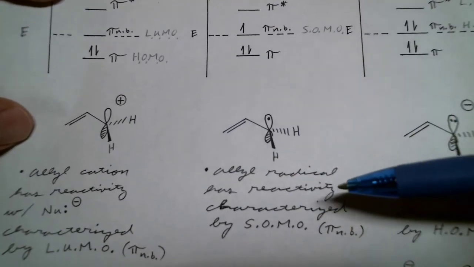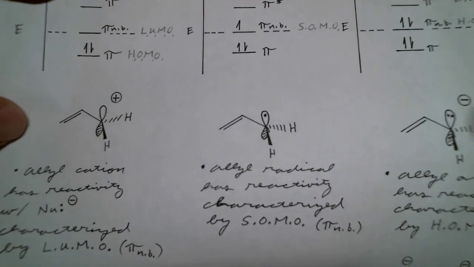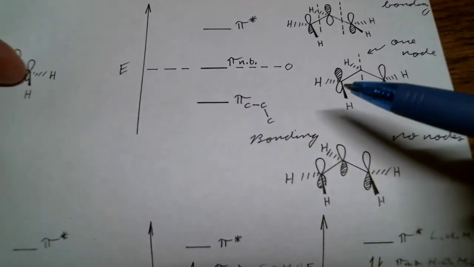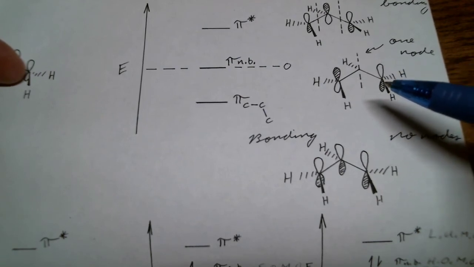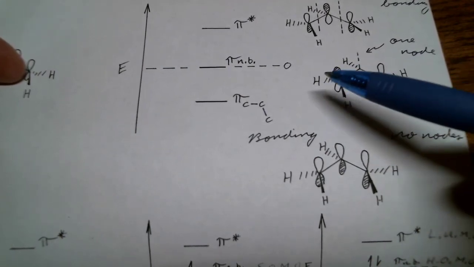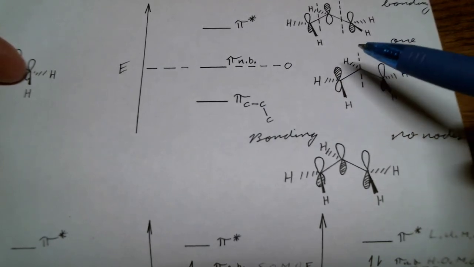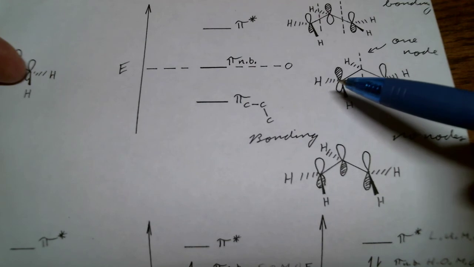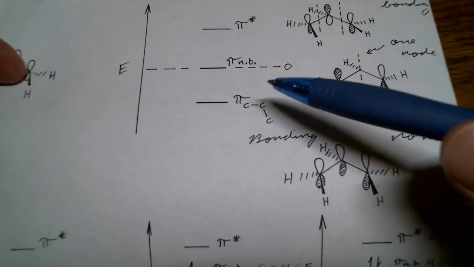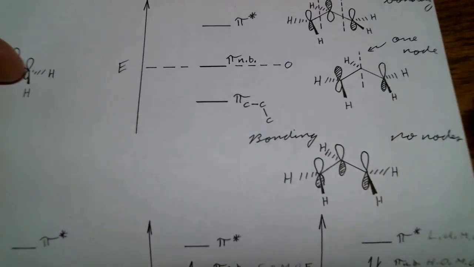And again, the allyl radical has reactivity characterized by the SOMO, which happens to be pi non-bonding, right? And so what that means is that radical, that one electron, either exists in this p orbital on the leftmost carbon, or it exists in this p orbital on the rightmost carbon. How it gets from left to right carbon, I can't tell you, right? Because it never exists in between. That allyl radical won't react with other atoms on that middle carbon. It either reacts on the leftmost carbon or the rightmost carbon. And that's because of the way that pi non-bonding molecular orbital looks. Isn't that fascinating? It is to me.